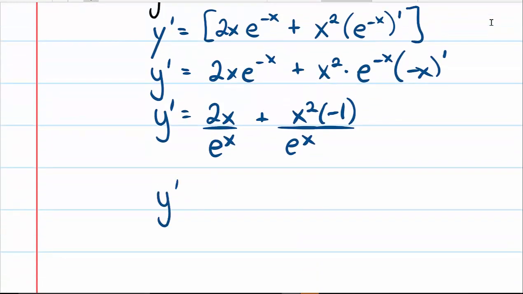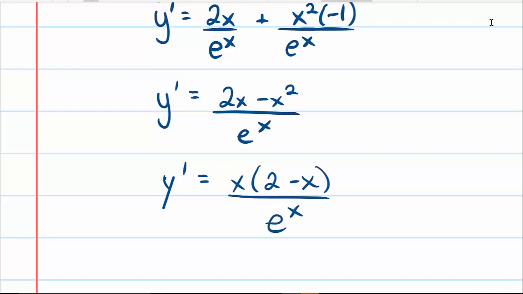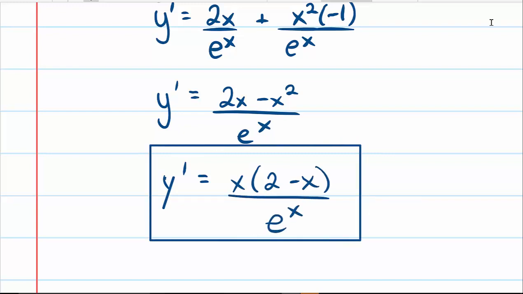So we get y prime is equal to 2x minus x squared over e to the x. And I'm going to factor out what I can because sometimes it'll help us. So you get y prime is going to be x times 2 minus x divided by e to the x. That is the derivative.